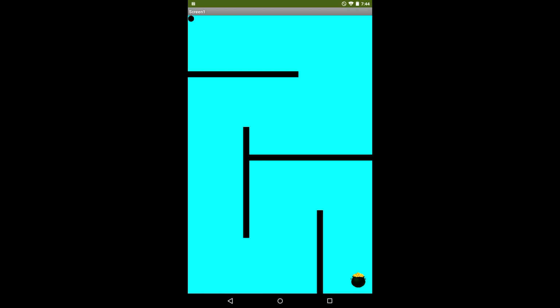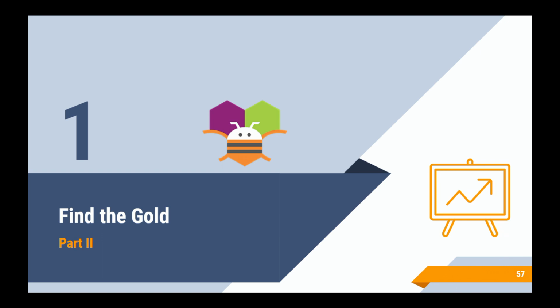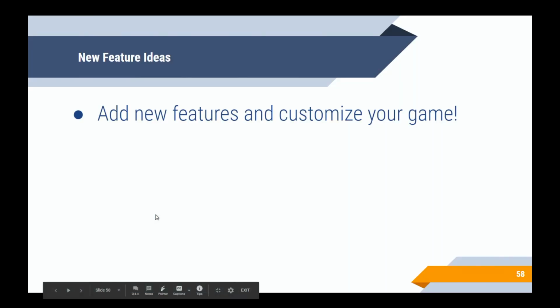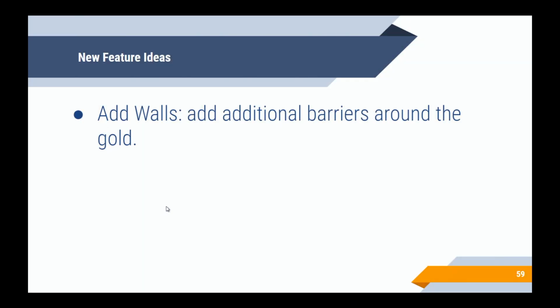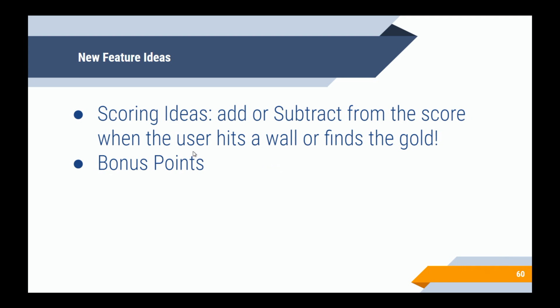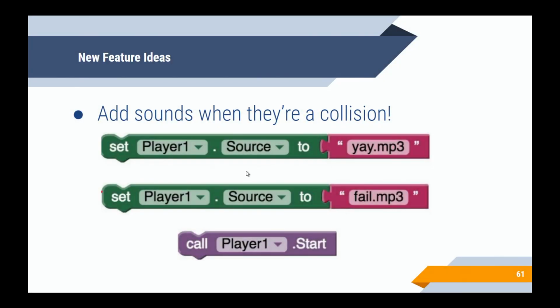Alright. Let me go back to part 2. So part 2, which you'll be working on a little bit later, after you have some fun with that, I want you to add some new features to customize your game. So some ideas for you. You can add some additional walls and barriers to get to the gold. You can also add some scoring ideas, so you can add or subtract depending if the user hits the wall, or finds the gold and gives them bonus points. You can add some sounds in case there's a collision, or perhaps you can even do a vibration, up to you.